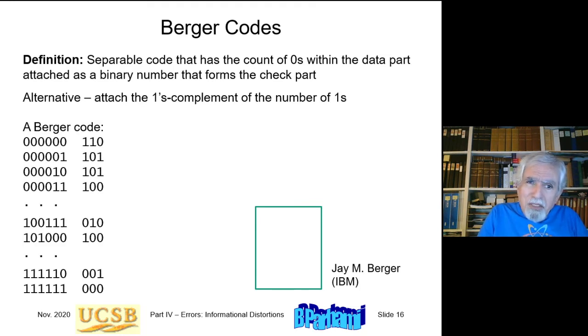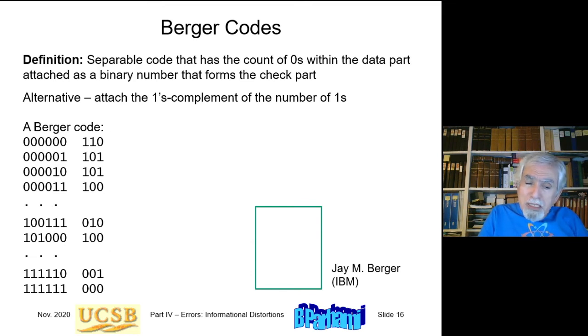So you have data words, like 6-bit data words. So these are 64 data words going from 0 to 63. Berger suggested for us to count the number of zeros and attach that as a number as the redundant part. So for example, here I have 6 zeros, and 6 is 110 in binary. Okay, here I have 4 zeros in this code word, and 4 is 100.